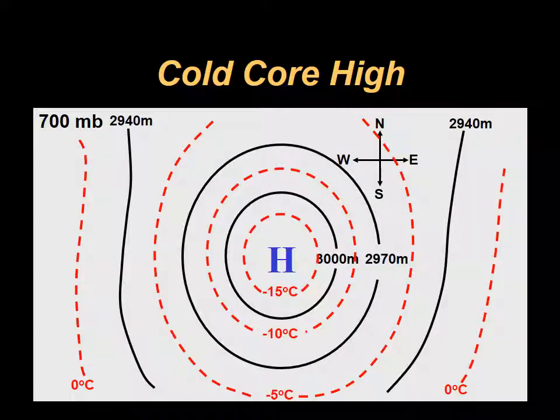And this is what it looks like in an idealized version of a weather map. 700 millibars, very cold temperatures in the center, and as you move higher and higher in the atmosphere, you'll actually see a lower pressure system on top of this high.